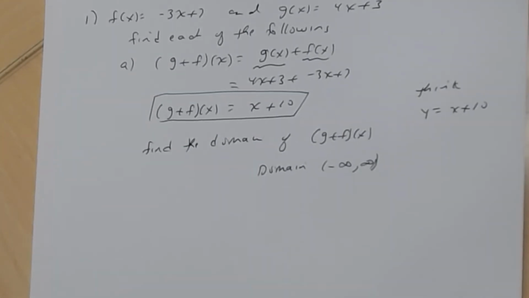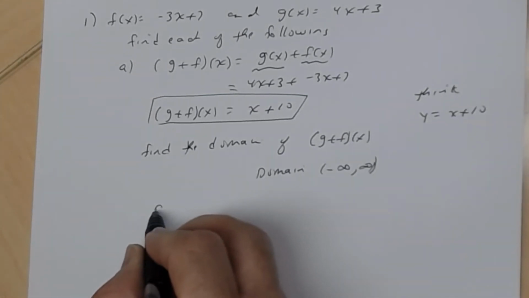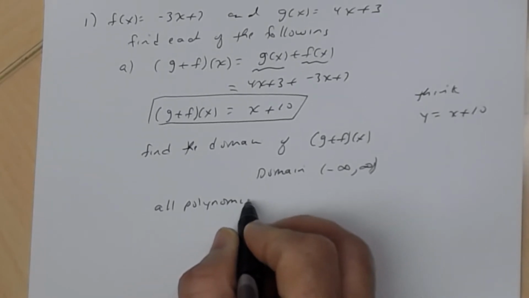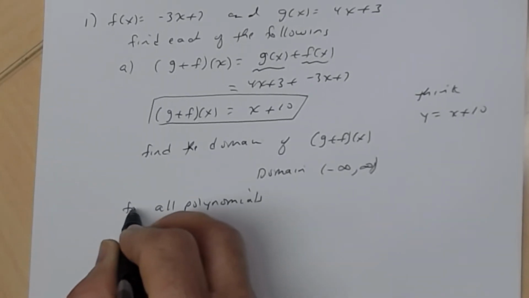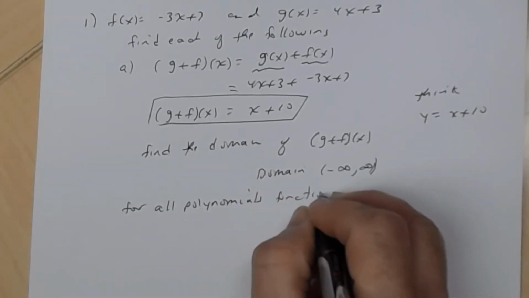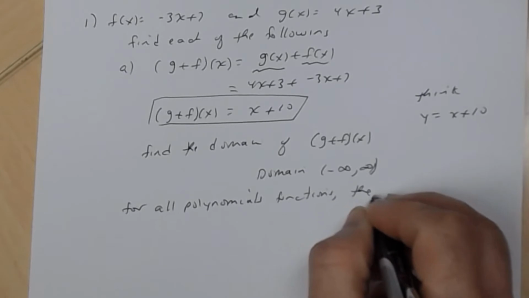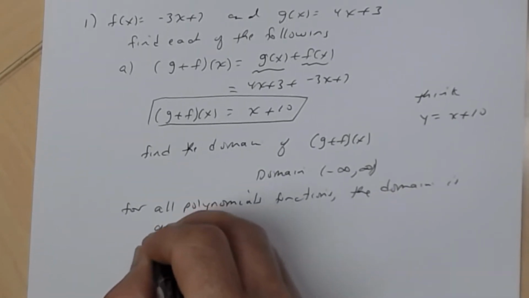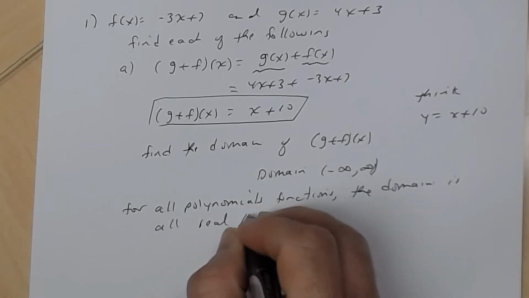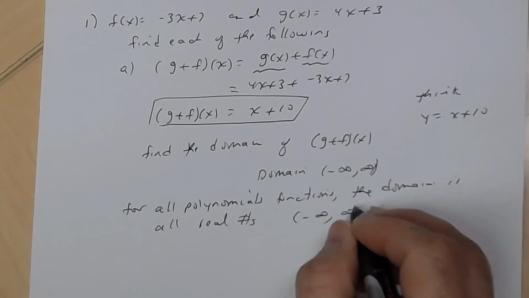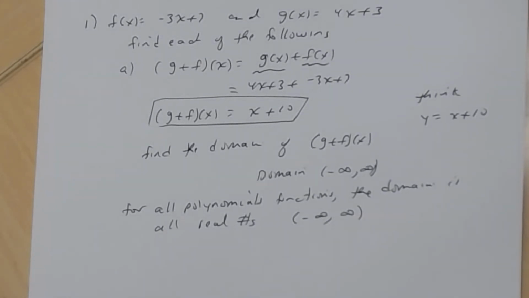Remember, one of the things we learned in the previous lesson is that for all polynomial functions, the domain is all real numbers. And in interval notation, you wrote it as negative infinity to infinity with parentheses.